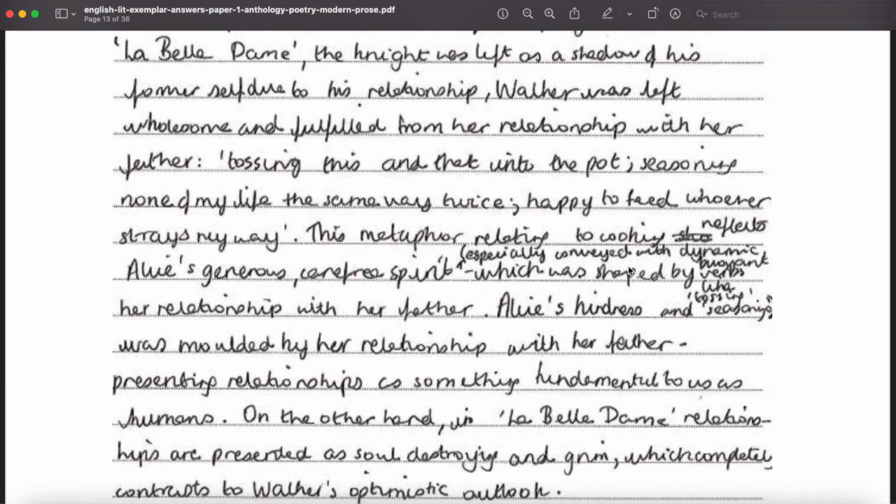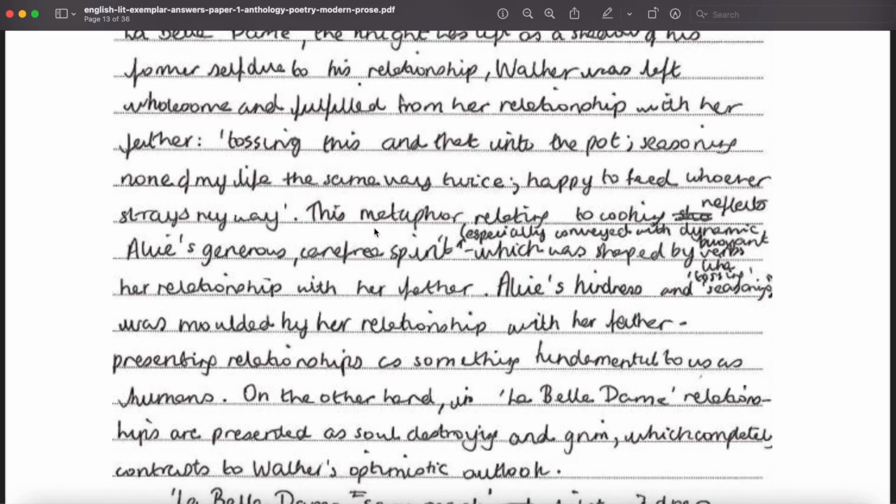Okay. Now, the student has added something in brackets here, probably remembered later, but still they have added it, which shows you if you remember something that you're like, oh no, I needed to include that point, you can go back and try to include it like this. Of course, it's harder for the examiner to read, like it was for me a little bit, but the point is there. So what is the student saying here? That the generous, carefree spirit that the author has developed, which we get to know because of the dynamic, buoyant verbs used like tossing and seasoning over here, was all shaped by her relationship with her father.